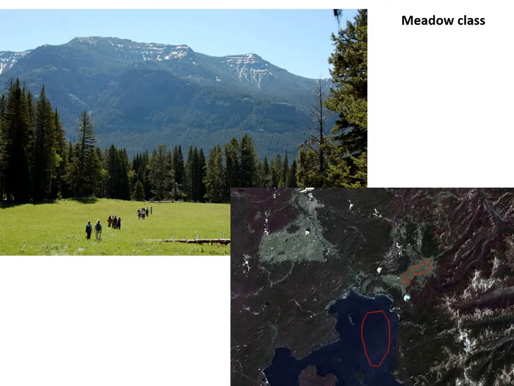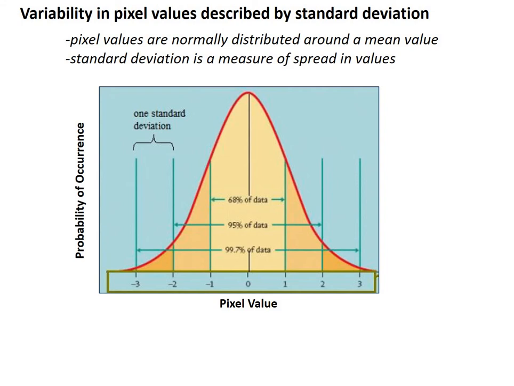And then finally, let's look at meadow. So the meadow, I guess I don't have the example here, but these meadows are quite homogeneous, as is water. So we're going to see in a second, those have much more narrow distributions of pixel values.